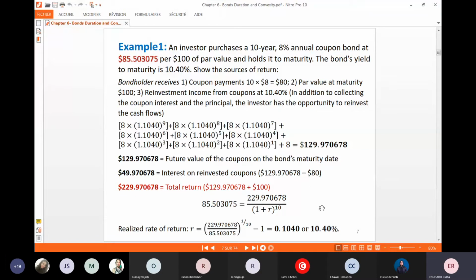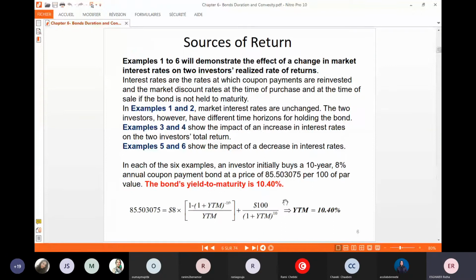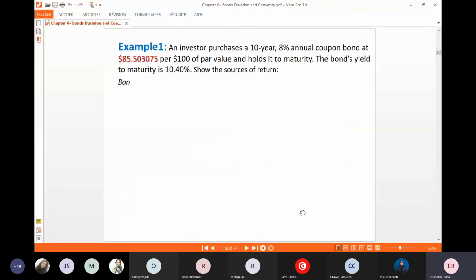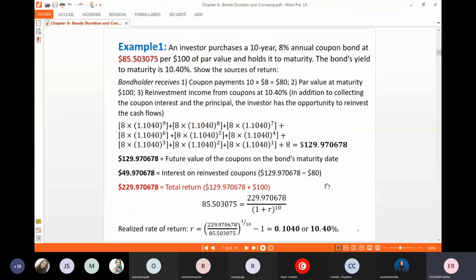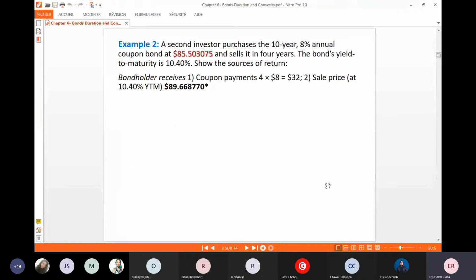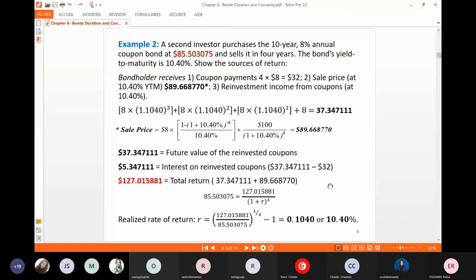Let's examine the case of the second investor. The second investor purchases this 10-year bond with 8% annual coupon at $85.5, the same price, but he sells it in 4 years. He will not hold it until maturity. The yield to maturity is 10.4% and remains unchanged. The market interest rates are still 10.4%. They will remain unchanged. What are the sources of return for this bondholder?